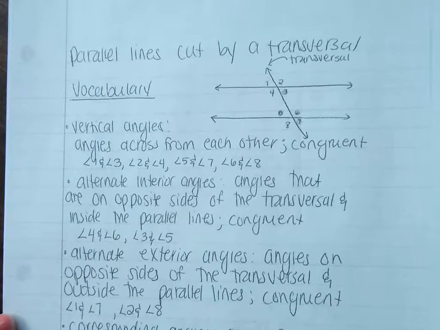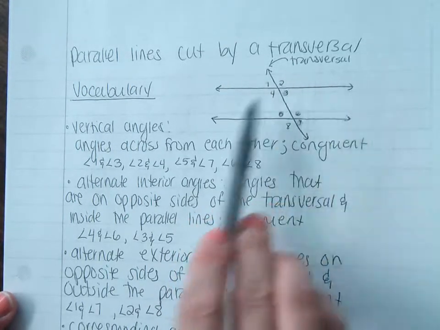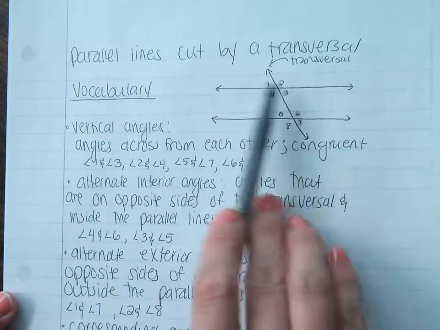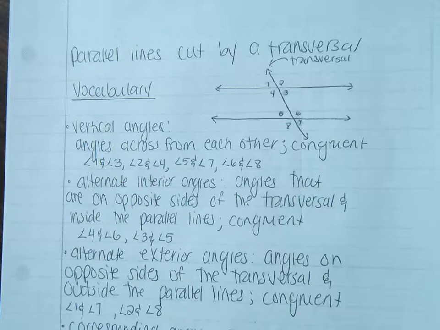Alright, we are going to talk about parallel lines cut by the transversal. So, you already know what parallel lines are. These are parallel lines, and the line that cuts through them is known as the transversal. We are going to use colors to color coordinate.